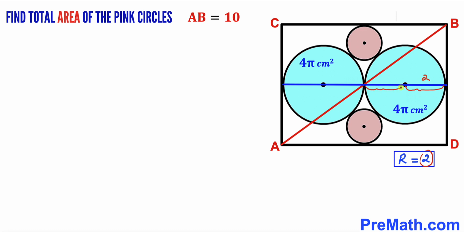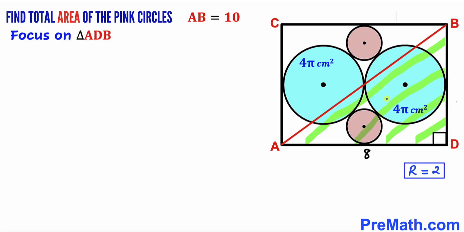Likewise, this is radius as well, so this is going to be 2. 2 plus 2 is going to be 4, the diameter of this identical blue circle. So this is going to be 4 as well. Therefore this whole length is going to be 4 plus 4, which is 8 centimeter. Since this blue line length is equal to this AD side length, if this is 8 centimeter, then AD length is going to be 8 centimeter as well.